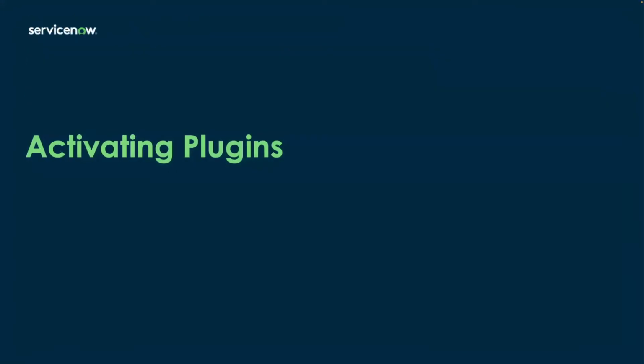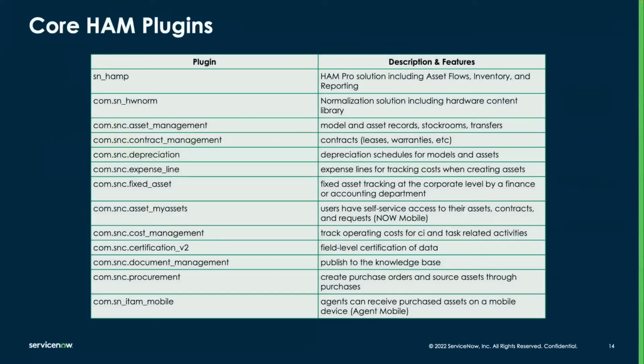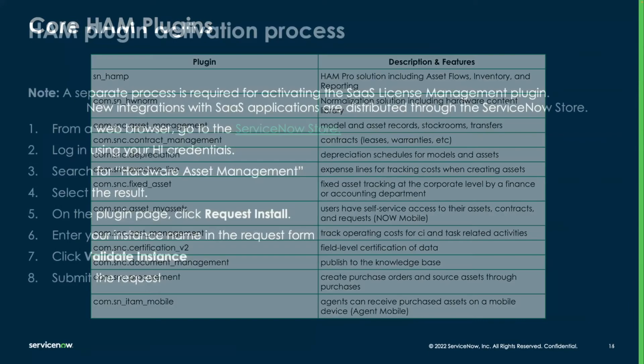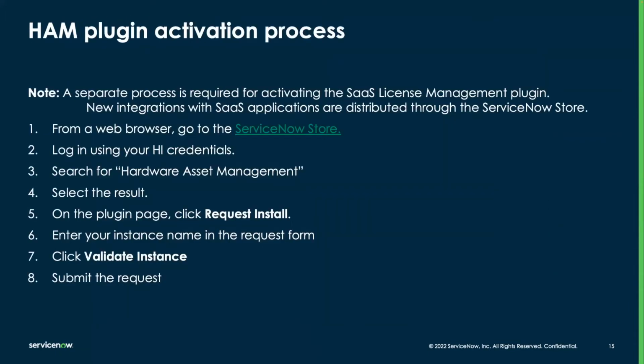So next, I'm going to go ahead and discuss how to activate those HAM plugins. So here are some of those core HAM plugins that you're going to be working with and should activate at the beginning of your implementation. So when you activate one of them, such as the ServiceNow HAM Pro plugin, it should come with most, if not all of these other plugins that are just child plugins of the original one. I've also included in my presentation just some quick steps on how to do it if you have not yet done it.